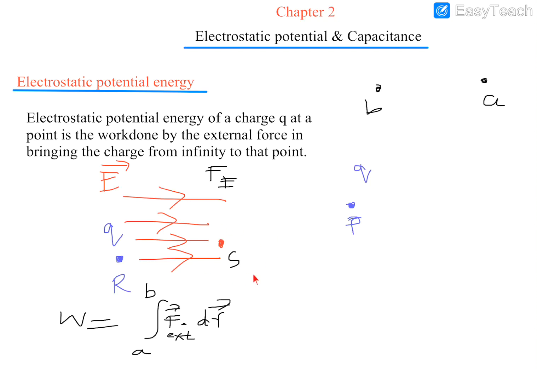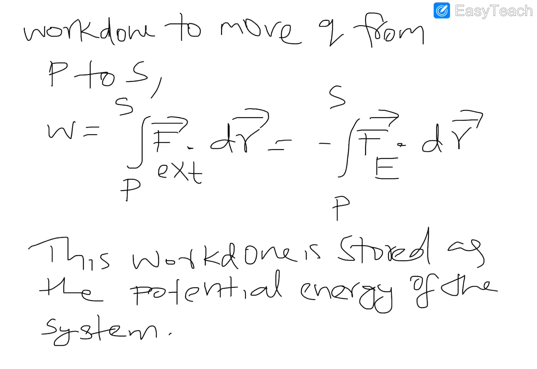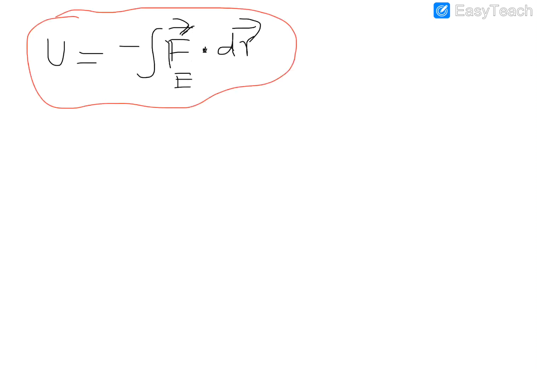At this point S, it is given by minus integral P to S Fe dot dr. If the point changes, this limit will also change, and hence your potential energy will also change. Here I forgot to write the letters P to S. If the points are A and B, and you are moving from A to B, then it is minus integral A to B, initial limit, final limit.